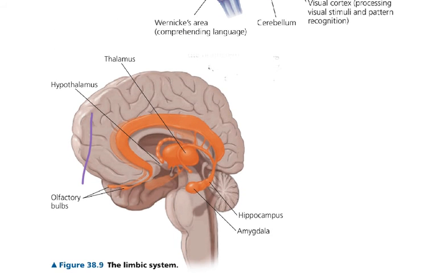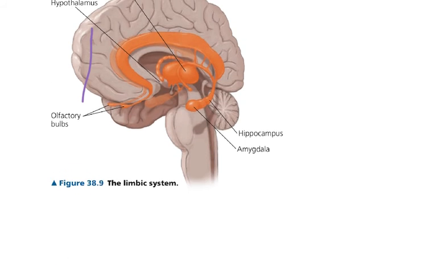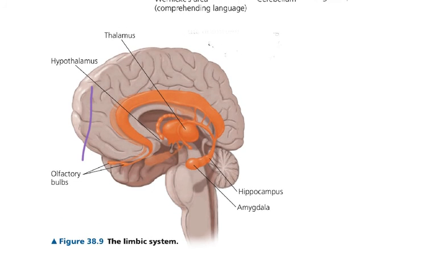There's also this set of places in your brain known as the limbic system, and the limbic system has to do with emotion and memory. So the hippocampus is important in memory. There's also the thalamus. The thalamus is a sensory relay station.